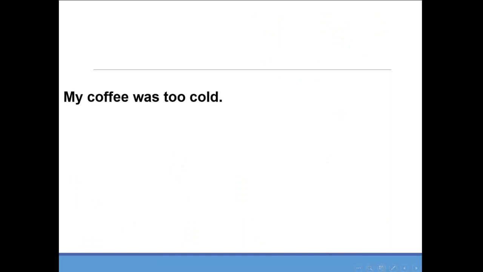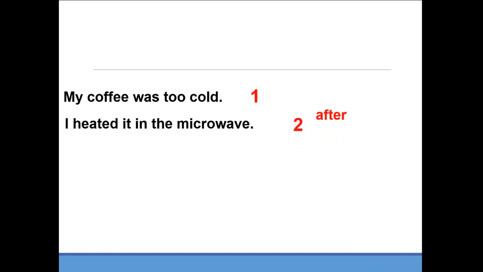My coffee was too cold. Sentence number one. I heated it in the microwave. Number two. Let's use the conjunction after. After my coffee was too cold, I heated it in the microwave.